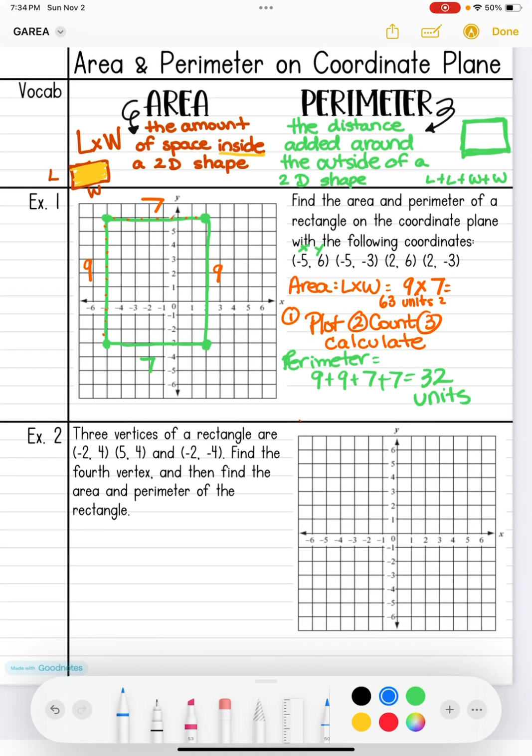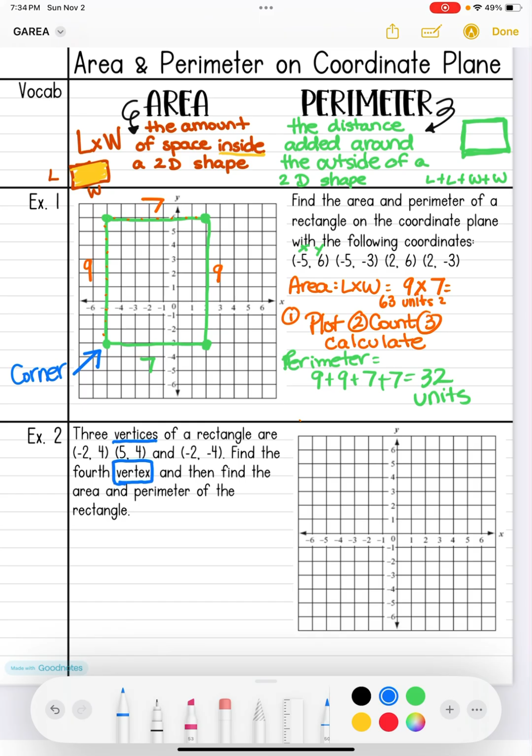Now let's take a look at example 2. We have a new vocabulary word. 3 of the vertices of a triangle are given. Find the 4th vertex. Okay, this word right here, vertex, not vortex, excuse me. Vertex means basically the corner. Okay, so the corner of your shape is your vertex, the point where 2 lines connect.